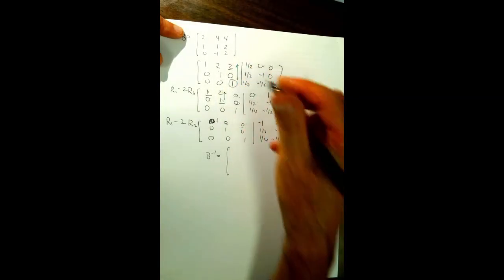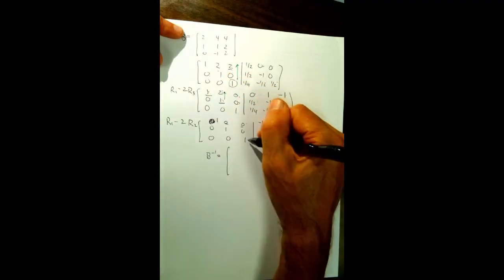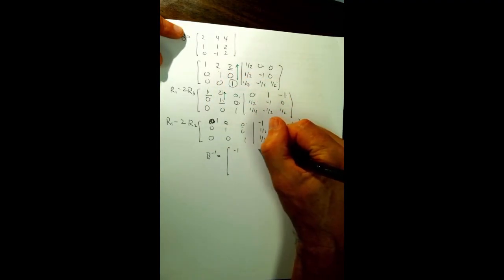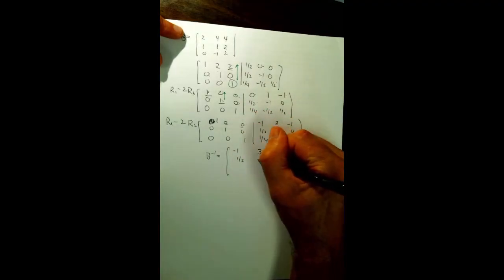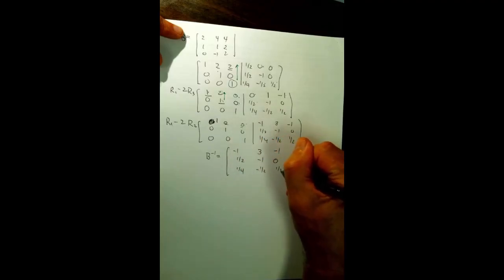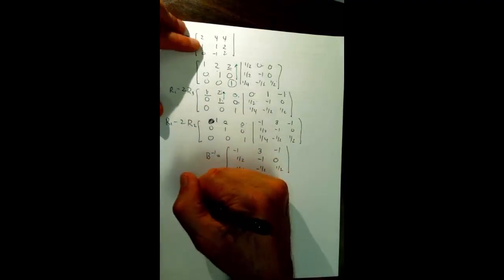I was looking at that and thinking ahead. This is an identity matrix. I'm in reduced row echelon form. So whatever is here, which is -1, 3, -1, 1/2, -1, 0, 1/4, -1/2, 1/2, should be my identity matrix. And I can do a quick test, see if this is right.